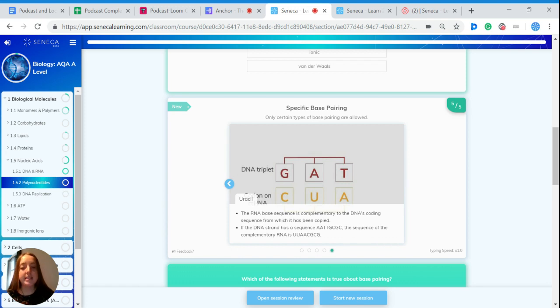The RNA base sequence is complementary to the DNA's coding sequence from which it has been copied, except that instead of adenine bonding with thymine, mRNA has a uracil, so uracil pairs with adenine.